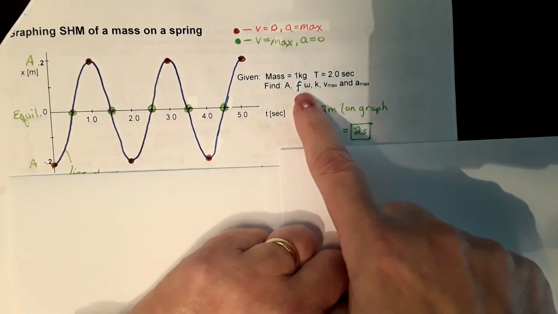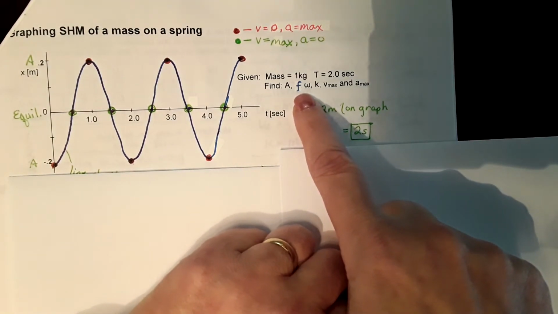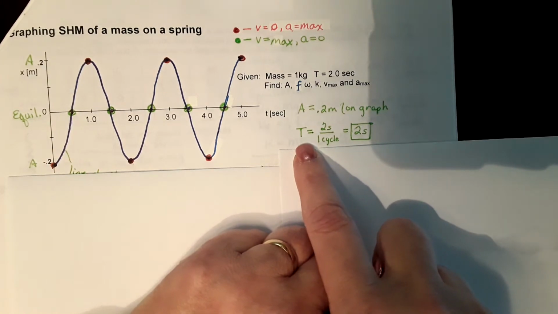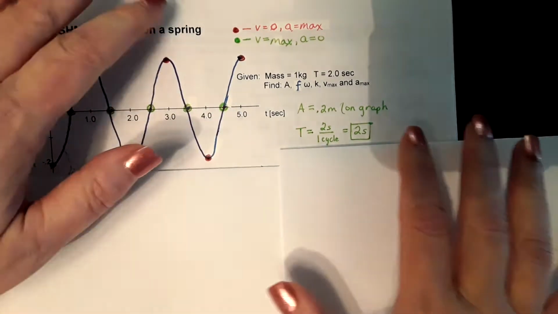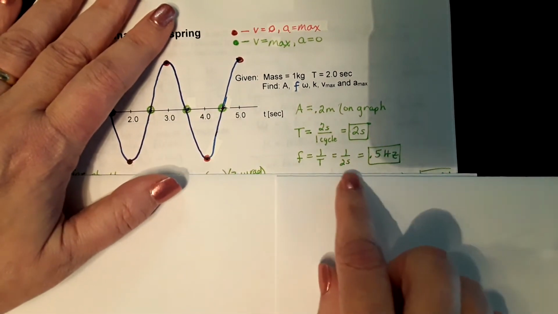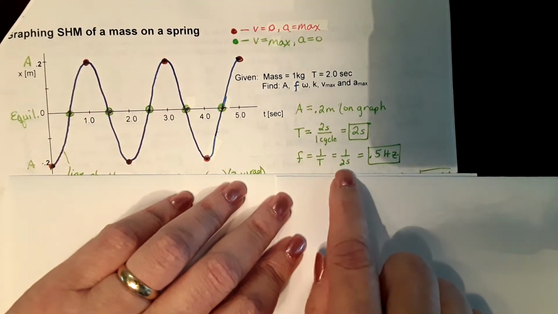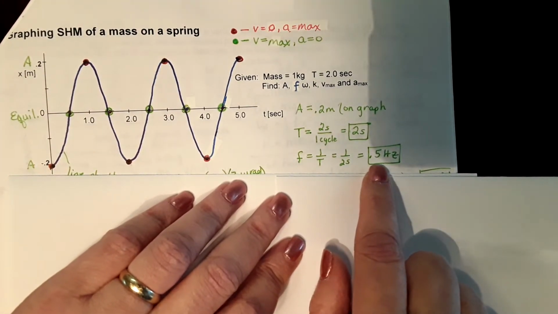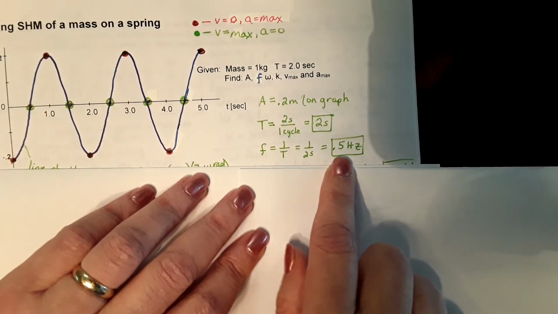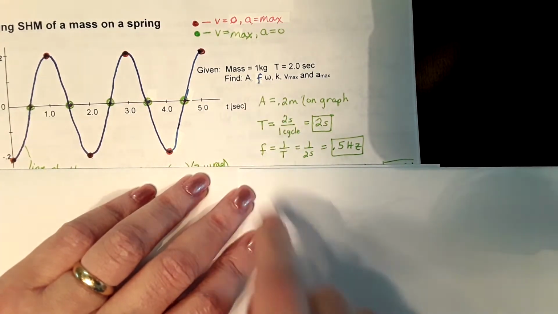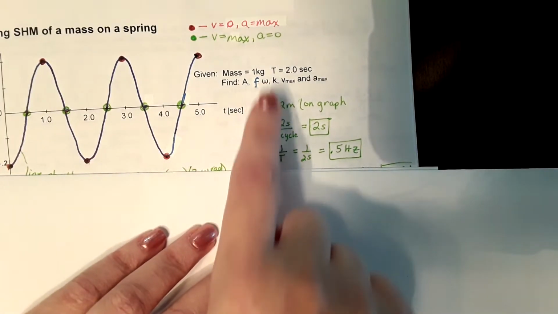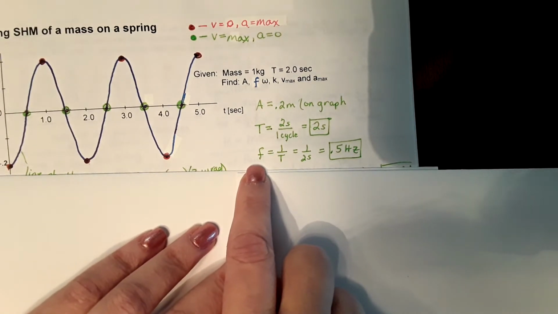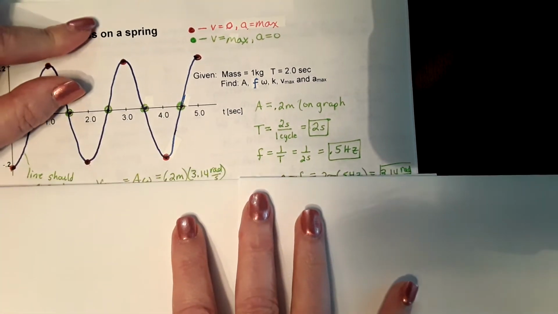Now, getting the frequency is going to be very easy. We already know that frequency is the reciprocal of period. So if the period is 2 seconds per cycle, then the frequency would have to be 1 cycle for every 2 seconds, or 0.5 hertz. Okay? Next, we're asked to find the angular frequency. That is also easy. The angular frequency is related to the linear frequency by the product of 2 pi. 2 pi f is the angular frequency.